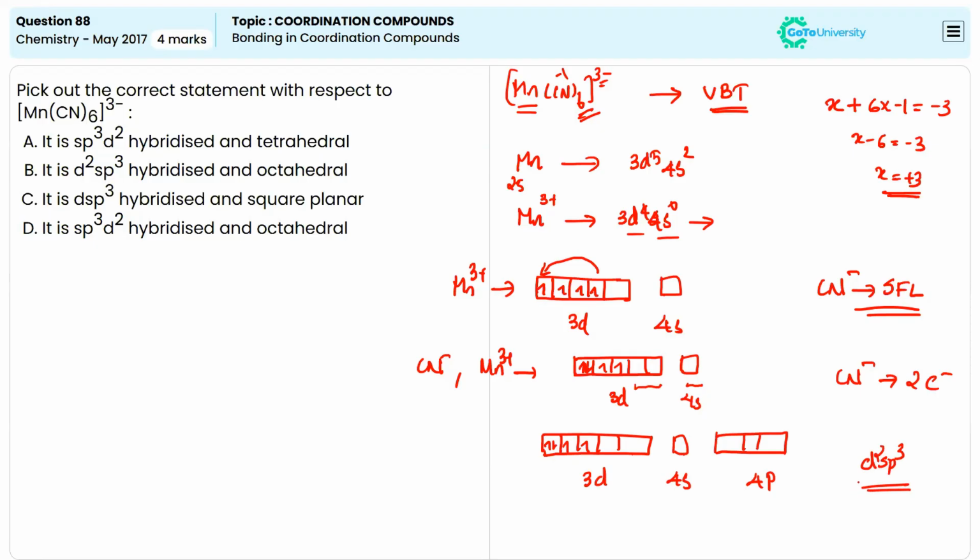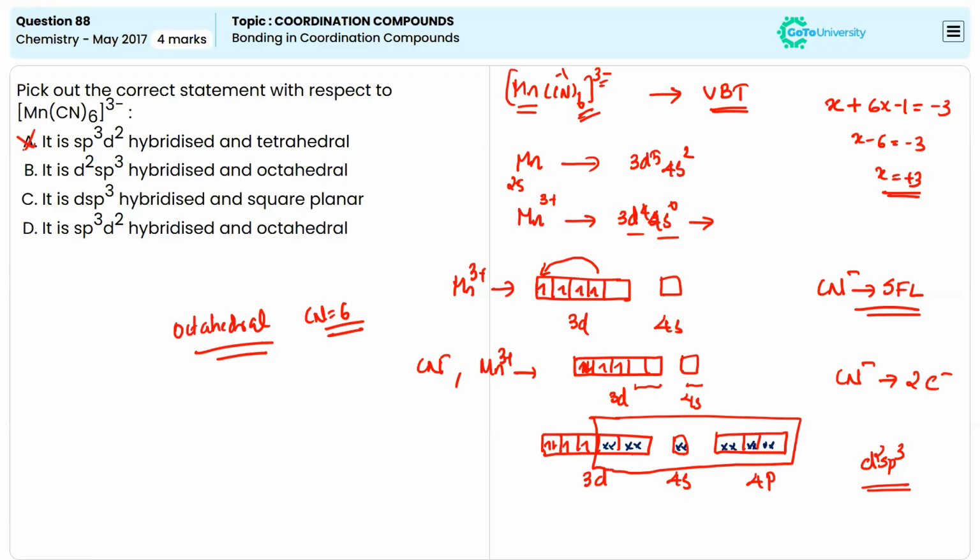d2sp3 is the hybridization. So after the hybridization of these orbitals, the electrons will be donated to the vacant orbitals, one pair here, one here, one here, one here, one here. So now we have a total of 6 electron pairs from 6 CN minus ions. So the hybridization will be d2sp3. If the hybridization is d2sp3, the shape of the molecule will be octahedral. Means if the coordination number is 6, the geometry will be octahedral.